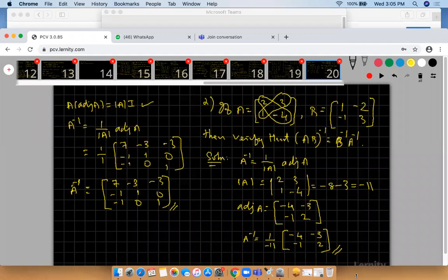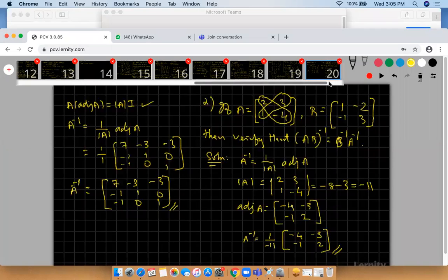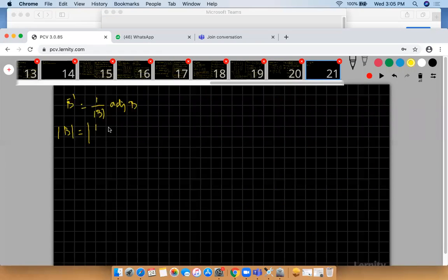Find out B inverse. How to find out the B inverse? My B inverse is equal to 1 by determinant of B, adjoint of B. Okay, what is determinant of B? My B is equal to [1, -2; -1, 3]. This is my B.